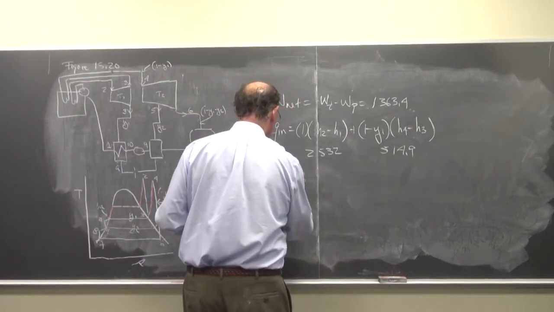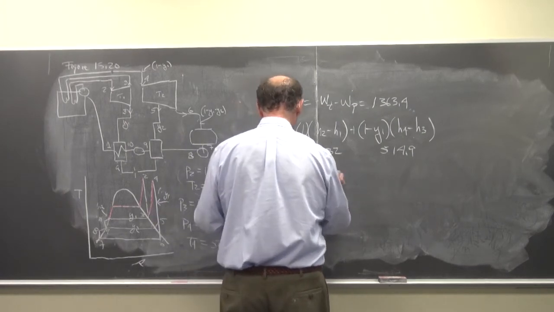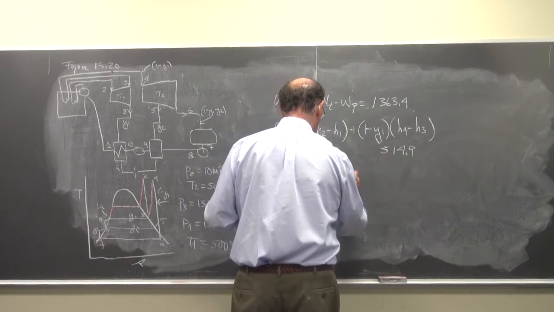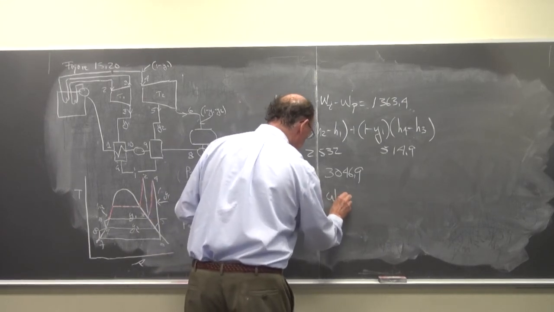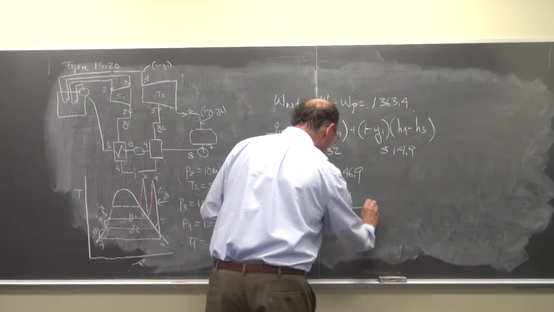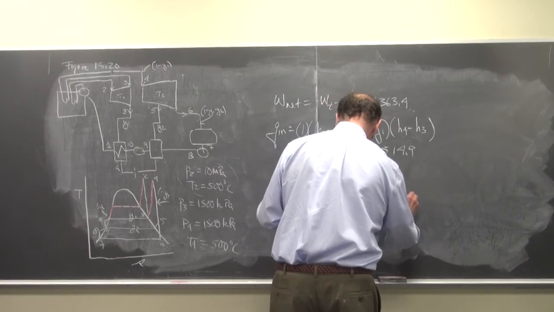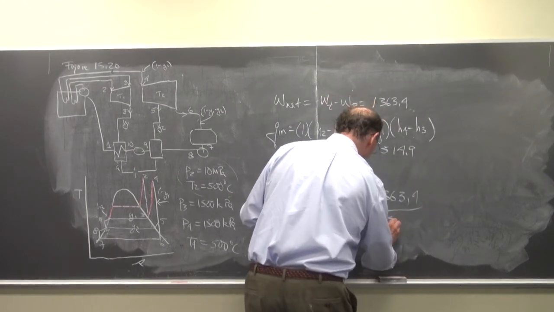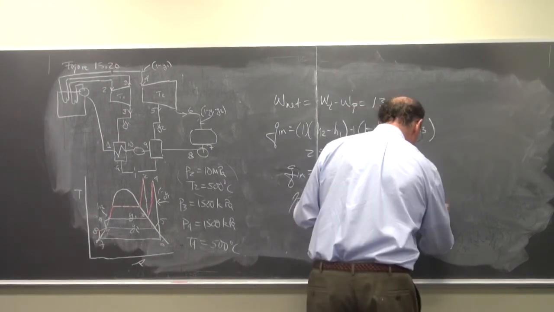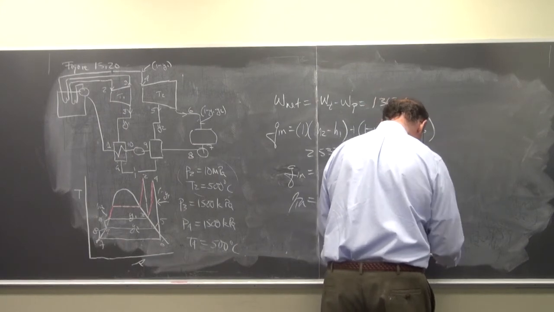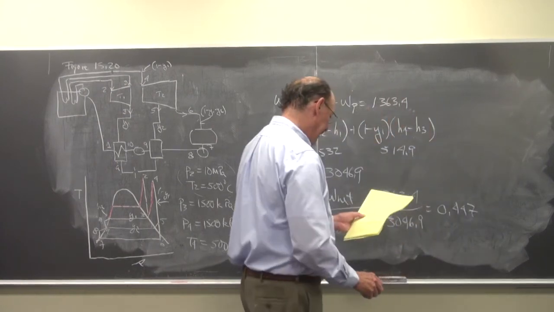So Q in is equal to 3046.9. The thermal efficiency, W net over Q in, is equal to 1363.4 over 3046.9, is equal to 0.447. So I have that.